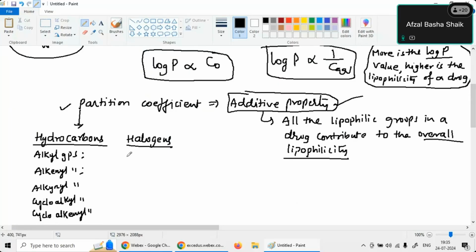Halogens, right? Chlorine, bromine, iodine. Similarly, alkoxy groups, wherever you see OR, as well as esters. Ester will also improve the what? COOR. Because of this R, the hydrocarbon, there is an increase in lipophilicity, right?